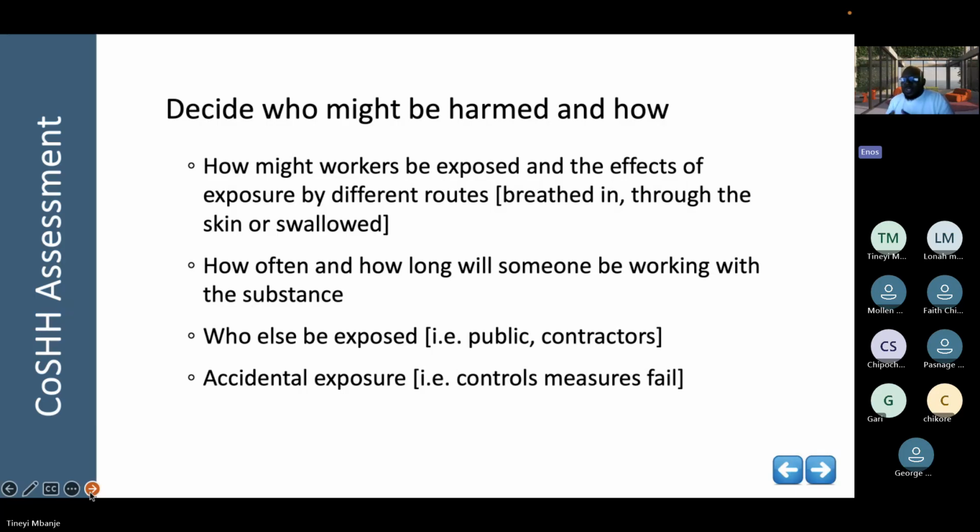And who else could be exposed for other contractors? There could be other contractors working there. Remember, it's up there. You've got the air handling units. You've got some people painting. You've got some people trying to fix the air cons and stuff like that. And think of how accidental exposure could be and put control measures. Remember, we talked about the accidental exposure that happened in my workplace recently. The HSE got involved and we had to give answers.